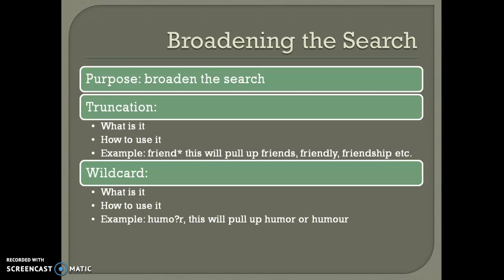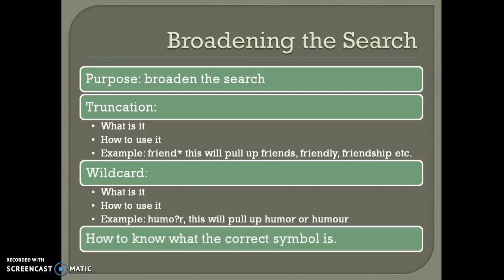The example here is for humor. Humor is spelled H-U-M-O-R or H-U-M-O-U-R. By putting the wildcard symbol in place of the U, it will bring up both spellings, the American and British spellings of the same word.